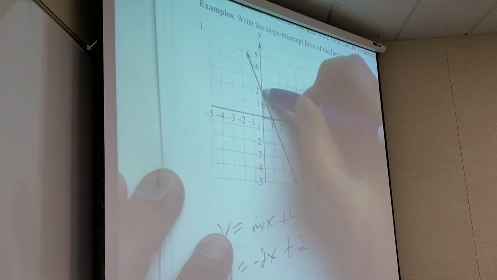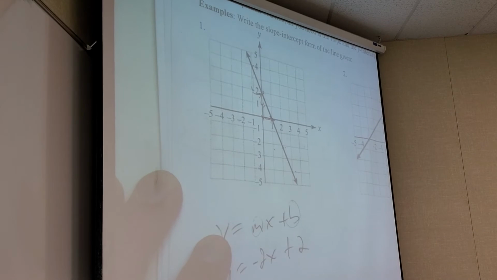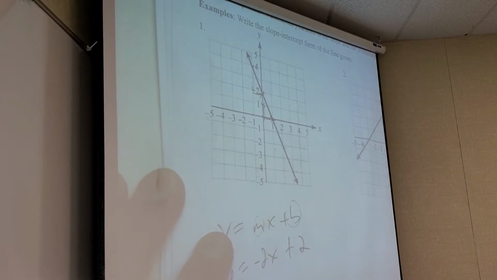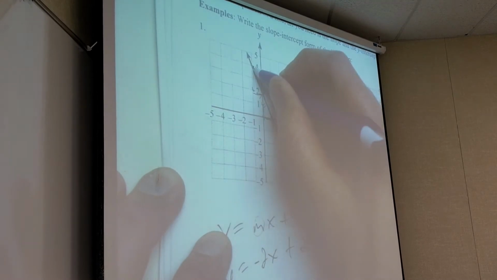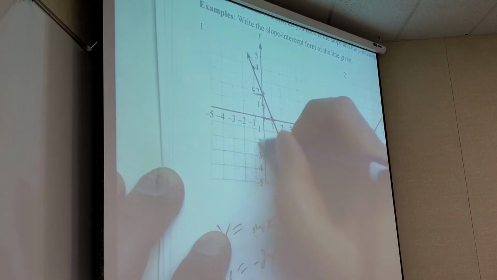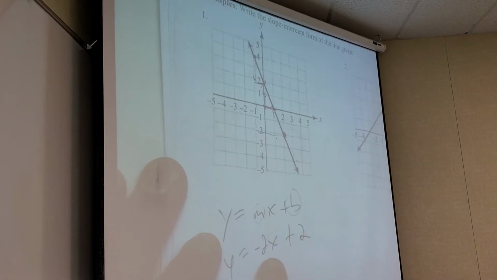How do you get to the next point you see? You go down 2 over 1. Right? What about if I went from this point to that point? Well, then I go down 2, 4, 6, and then over 3. Negative 6 over 3 is still negative 2.